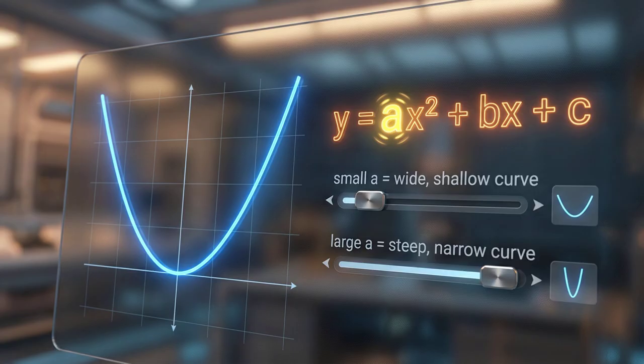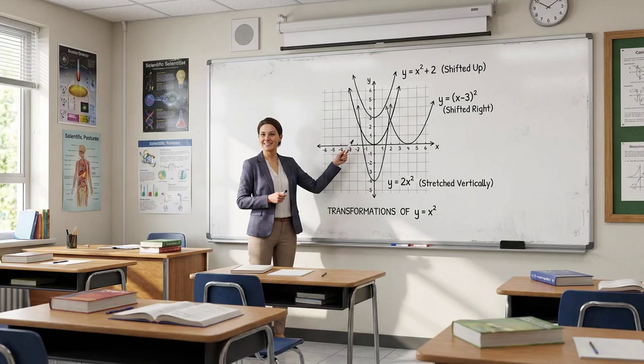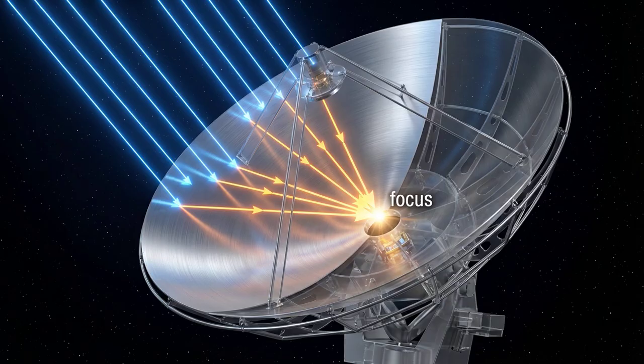If the curve were calculated incorrectly, the structural integrity would be compromised. In this context, the coefficient a in the equation determines the steepness or width of the curve. A wide, shallow cable has a small a value, while a steep arch has a larger one. This is a real-life application of transformations you learn in class.